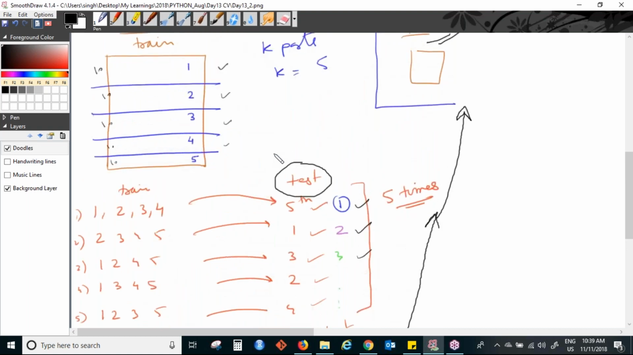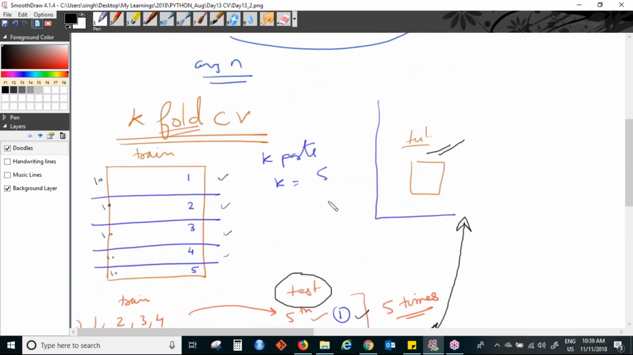So it is called k-fold cross validation. We usually take k value of 5 or 10. There is no confusion here. If your data is very big, you take 10. If your data is not very big, you take 5. Now, what if I take k is equal to n? What would happen? Can somebody tell me? If I take k is equal to n, what would happen?